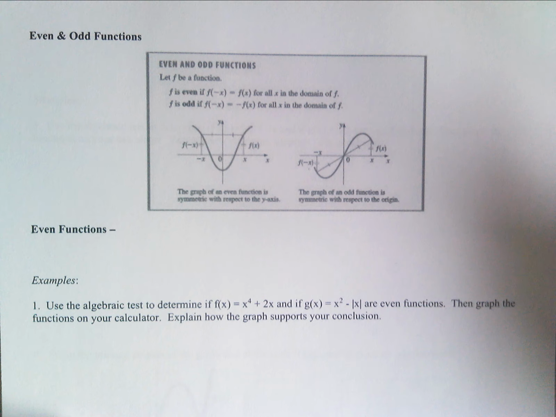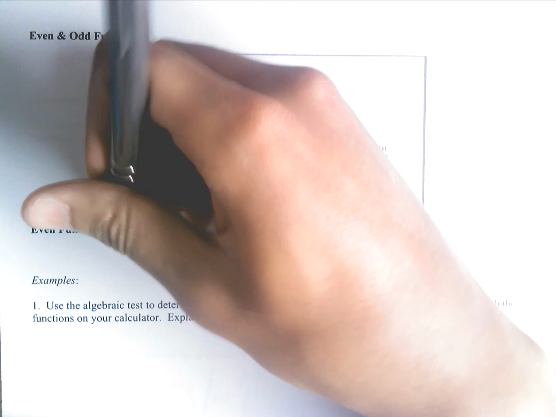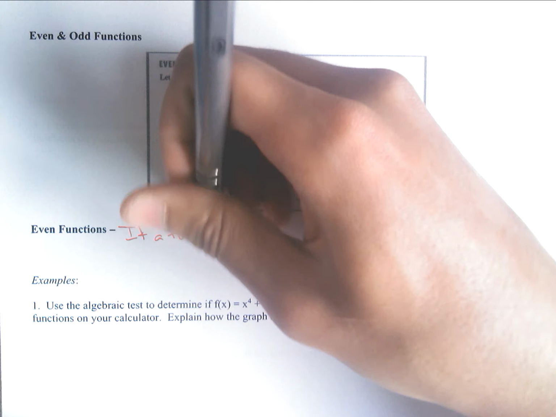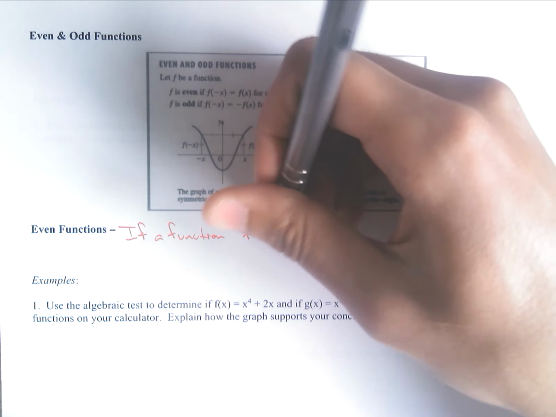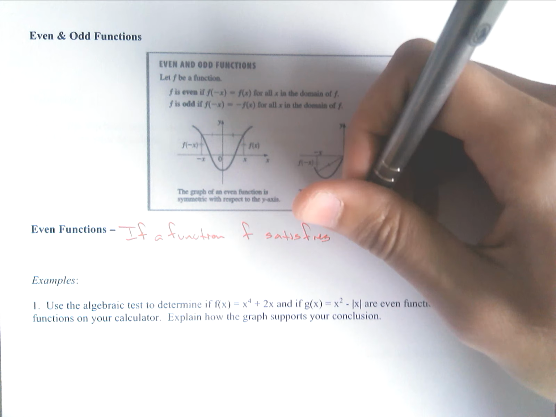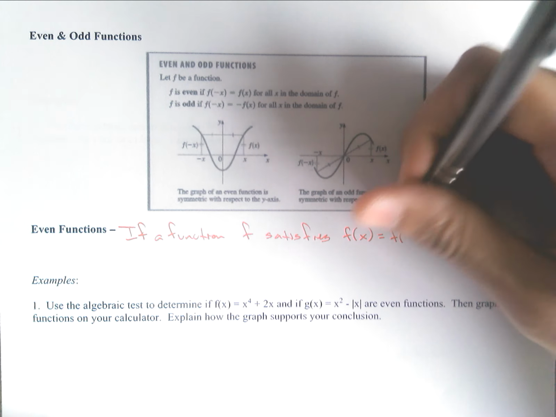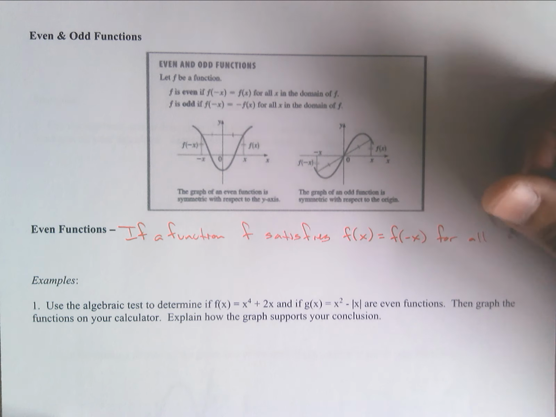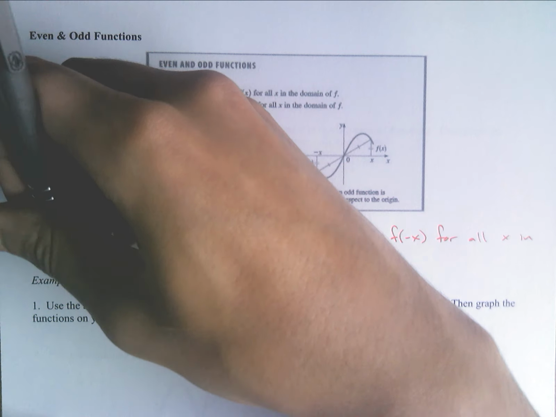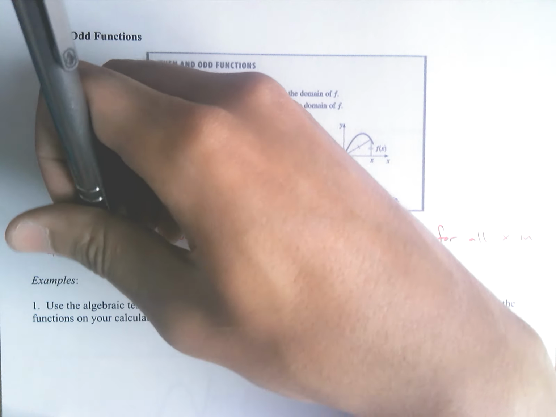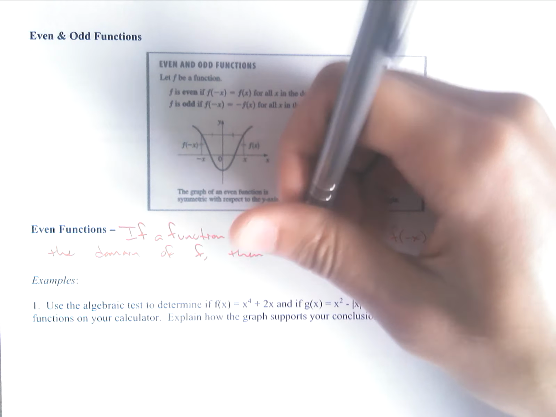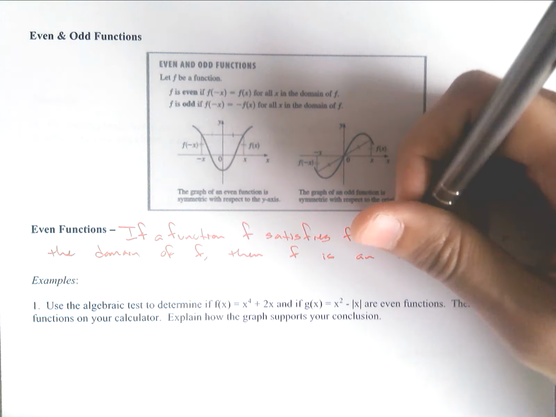Okay, so let's go ahead and formally define these. We'll start off with even functions. If a function f satisfies f of x equals f of negative x, so that reflection over the y-axis, for all x in the domain of f, then we say that f is an even function.